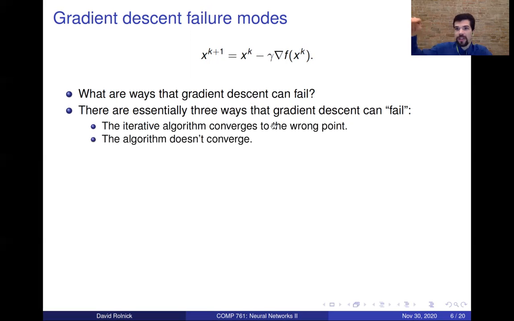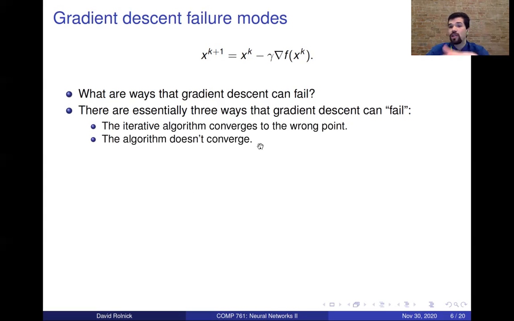We'll go through each of these individually. Second is the algorithm just doesn't converge. I guess this is just three ways that, generically, an iterative algorithm that's supposed to converge to something could just not work. The first thing is that the algorithm doesn't converge to the right point. It converges, but it doesn't converge to the right point.